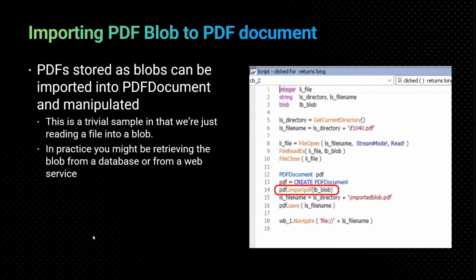In practice, this blob might be coming from a database or it might be coming from a web service. So that's why we want the ability to import it directly into the PDF document. We don't want to have to take this blob that we got from someplace other than a file and then create a file just so we can read it. We want to be able to use that blob directly, and that's what we now have the capability to do.